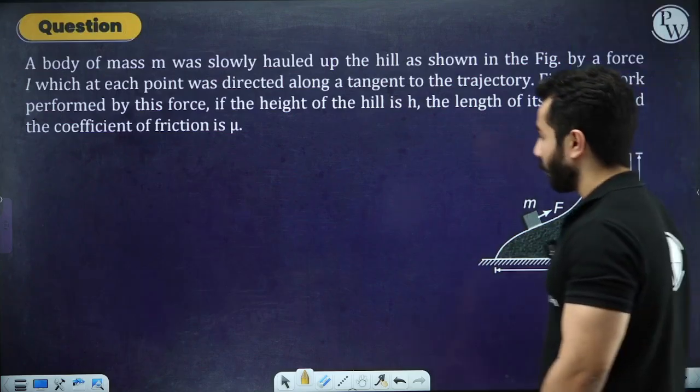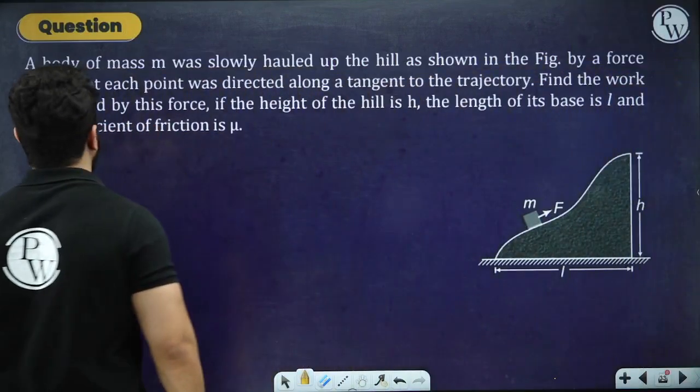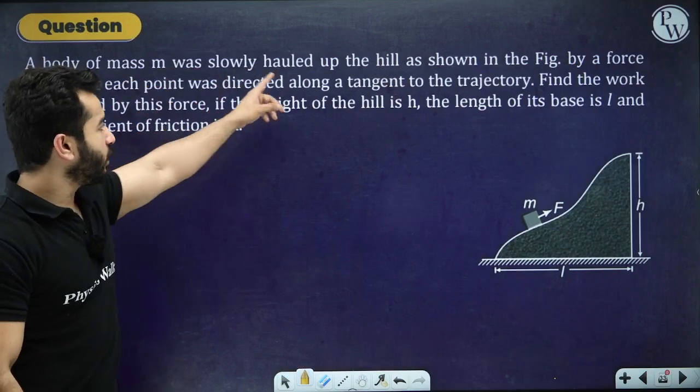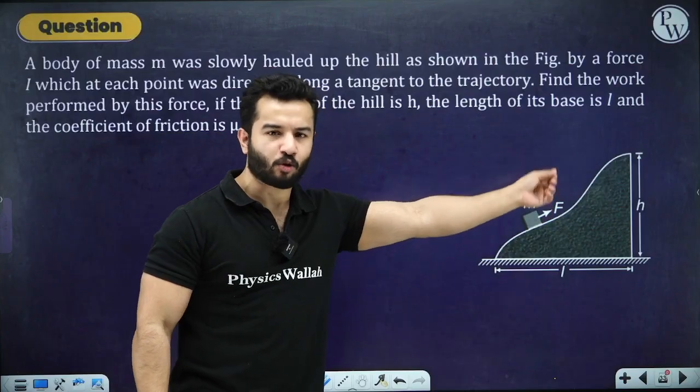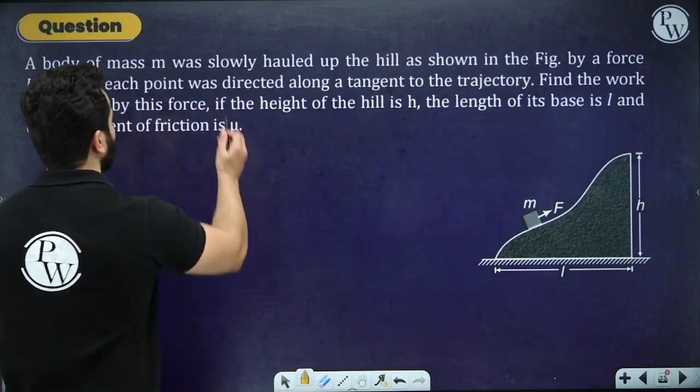Now, how to do a problem like this? A body of mass m is slowly hauled up the hill. So this body m is slowly hauled up. That means slowly pulled up the hill. Now, what do you mean by slowly?